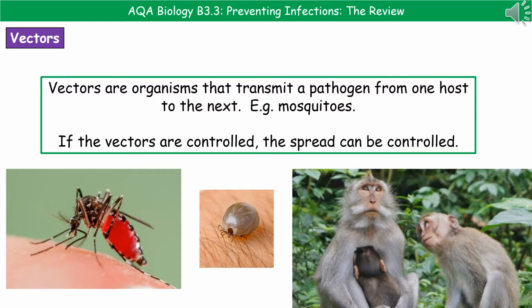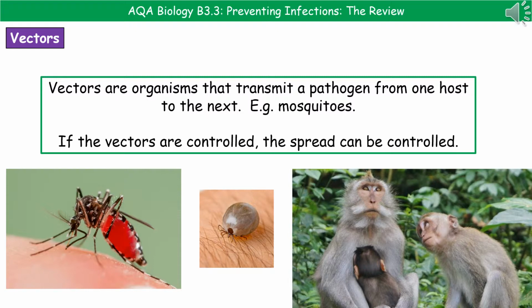The third one is how we can actually control these diseases that are spread by vectors. Now, a vector is an organism that's going to transmit a pathogen from one host to the next. And the example we've already mentioned is the mosquito, which transmits malaria. If we've got a technique that will allow us to control the vector, we can control the spread of that particular disease that's transmitted by that vector. So with our mosquitoes and malaria, we could do something as simple as making sure we sleep under a mosquito net. We could remove any bodies of standing water so that the mosquitoes can't breed there.